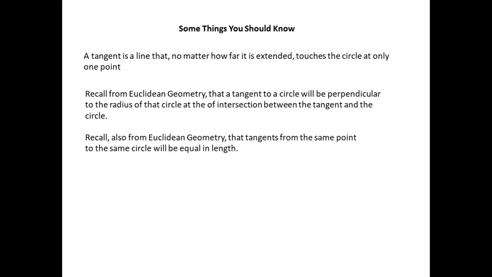3. Recall also from Euclidean geometry that tangents from the same point to the same circle will be equal in length. 4. A common tangent is a single line that is a tangent to more than one circle. Wow, that's poor spelling. Anyway, it should say more than one circle. Moving steadily along. Here's an example.